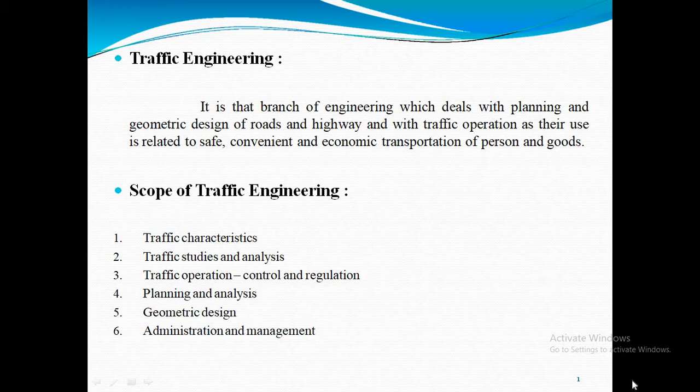At that condition, the traffic operation is related to safe, convenient, economic transportation of persons and goods, everything taken into account. Some of the traffic engineering scopes are traffic characteristics, traffic studies and analysis, traffic operations, control and regulation, planning and analysis, geometric design, administration and management. And we need to discuss them one by one briefly.